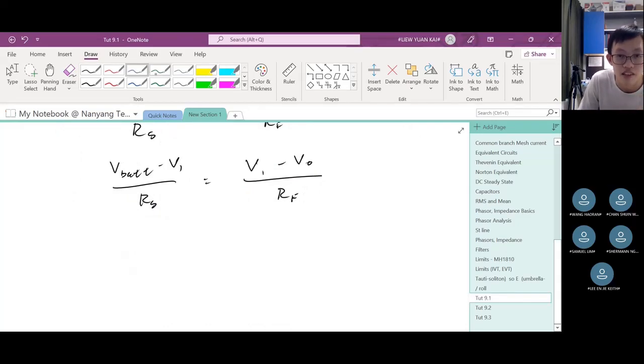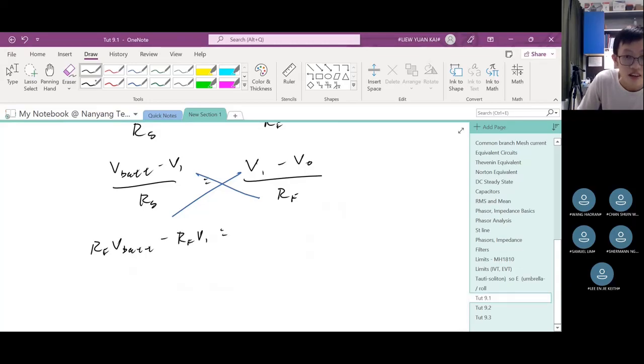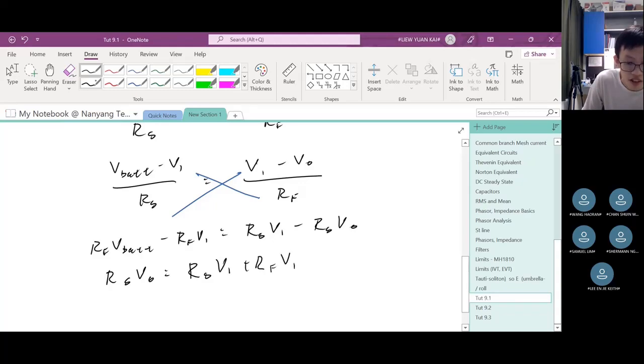So now comes the algebra part. Just cross multiply. You will get RF V bat minus RF V1 equals RS V1 minus RS V out. I'm going to make this one come to one side because it has V out. So RS V out is equal to RS V1 plus RF V1 minus RF V bat.